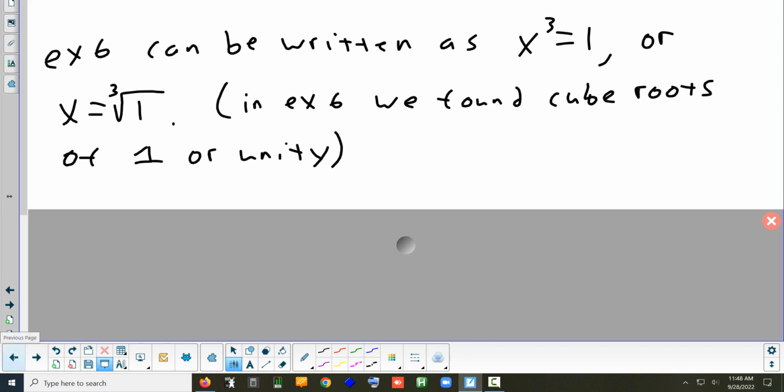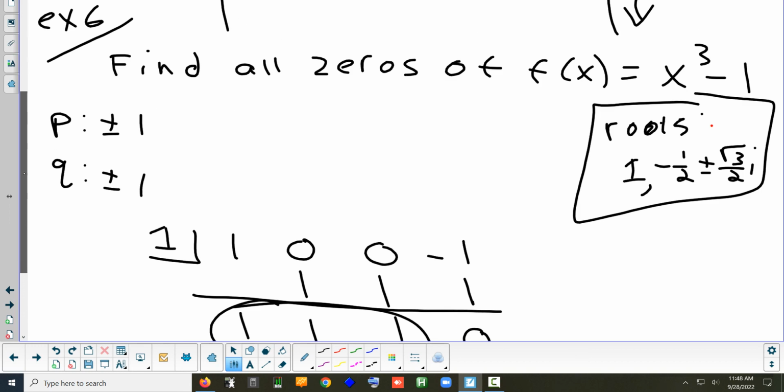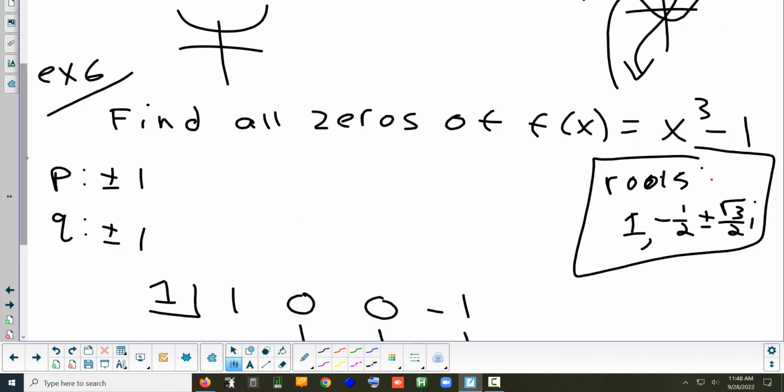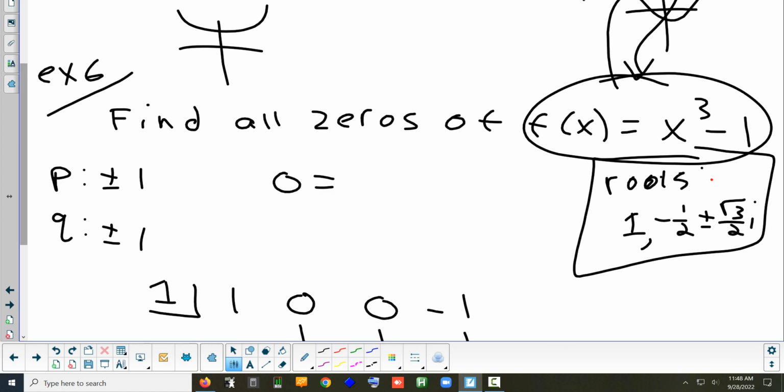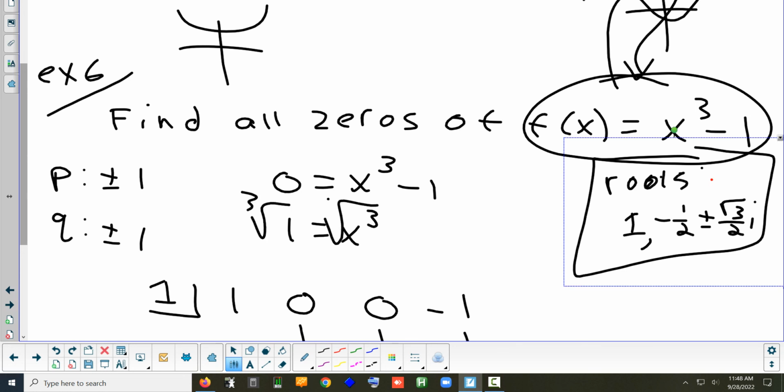All right, so in example 6, this was the problem we solved. We set it equal to 0, and we found the 3 answers. Now, somebody might try to solve this in Algebra 1. They don't know about the rational root theorem or any of that stuff. So they may just say, oh, add 1 to each side, and then just take the cube root. Well, that'll give you this answer, the cube root of 1. But the problem is that whole method does nothing to find the complex, the imaginary answers.